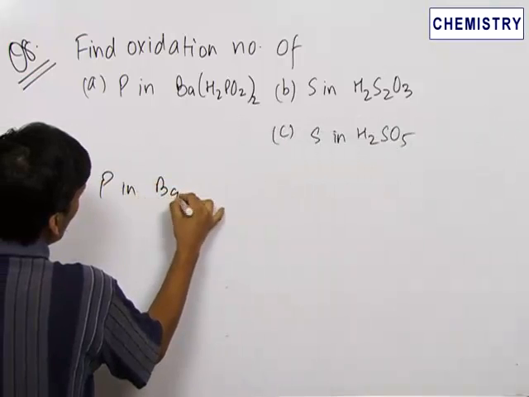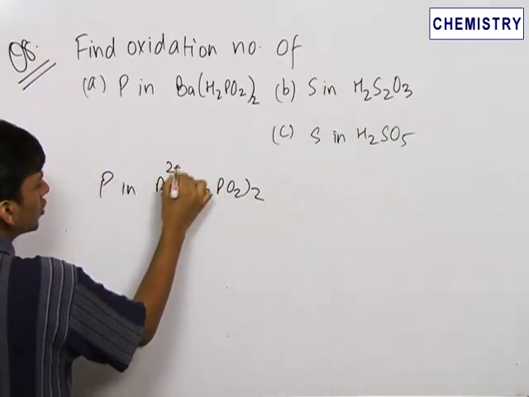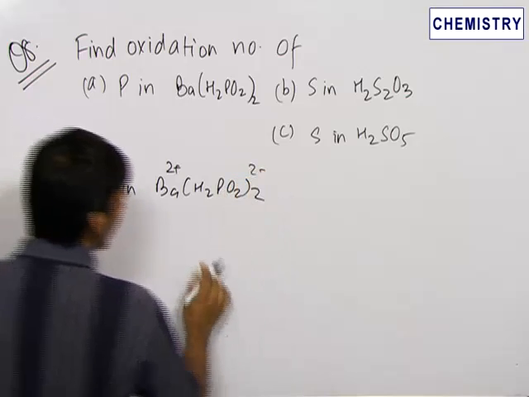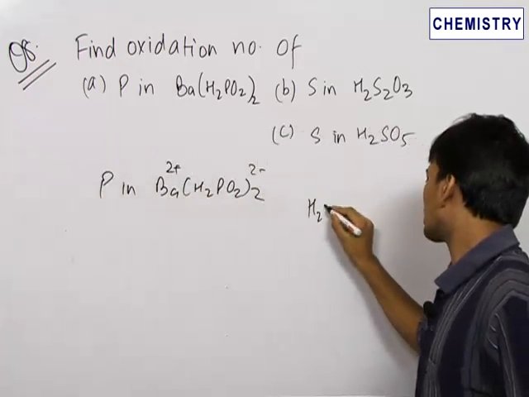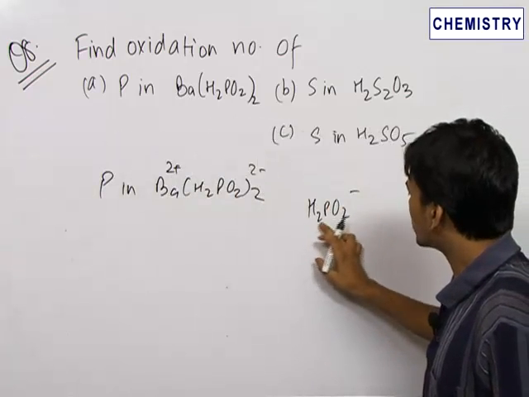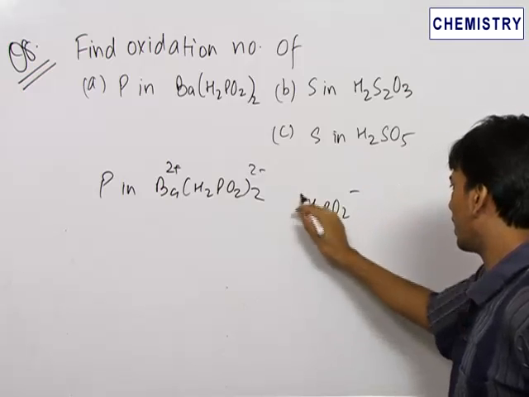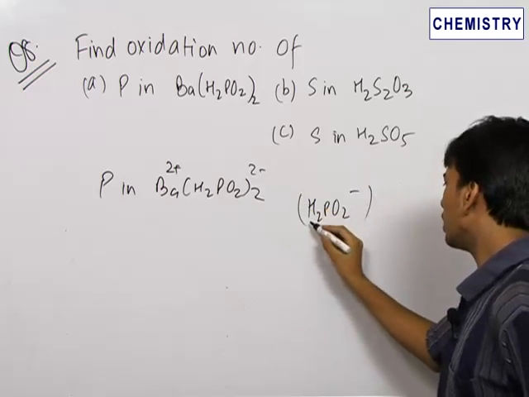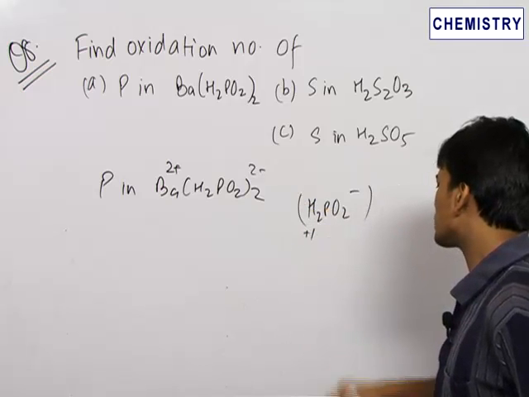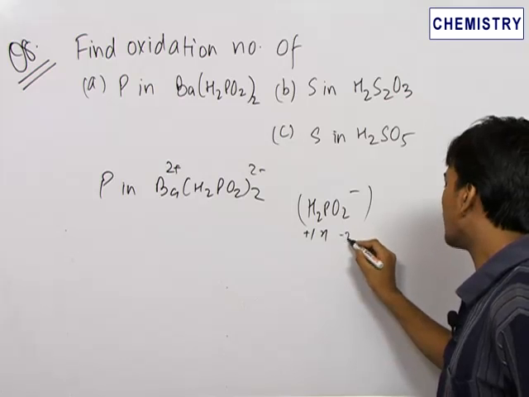Phosphorus in Ba(H2PO2)2. We know that barium is 2 plus and this is 2 minus. Therefore the structure we are looking for is H2PO2 minus. Now we know that the summation of oxidation numbers of each of the atoms is equal to the total charge on the ion. Therefore, the oxidation number of hydrogen we know as 1. Let the oxidation number of phosphorus be x, and of oxygen we know as minus 2.